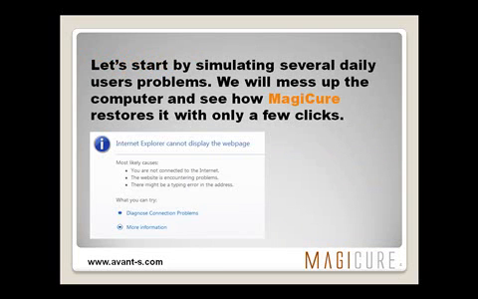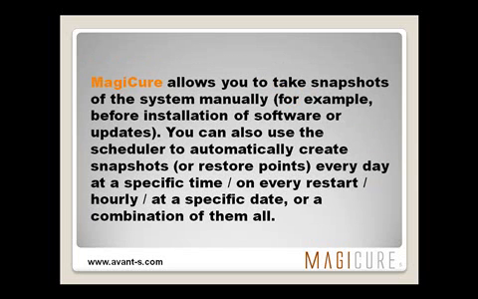Let's start by simulating several daily users' problems. We'll mess up the computer and see how MagiCure restores it with only a few clicks. MagiCure allows you to take snapshots of the system manually, for example, before installation of software or updates. You can also use the scheduler to automatically create snapshots or restore points every day at a specific time, on every restart, hourly, at a specific date, or a combination of them all.